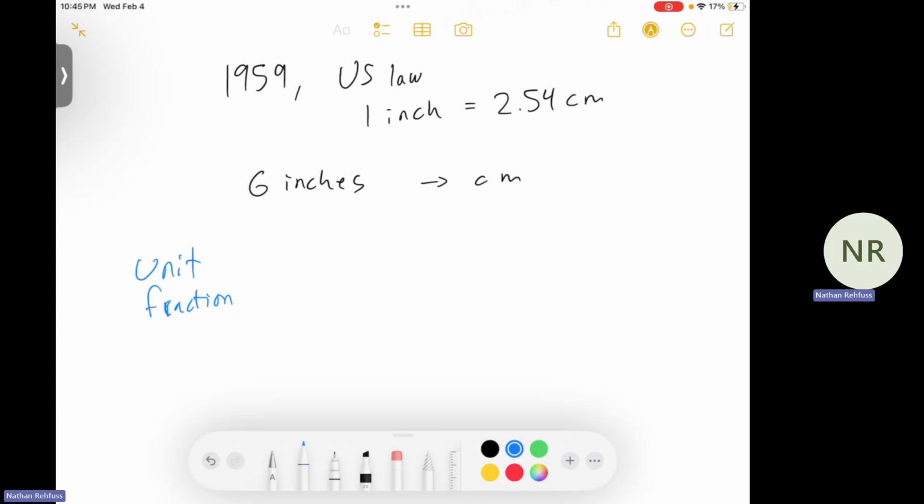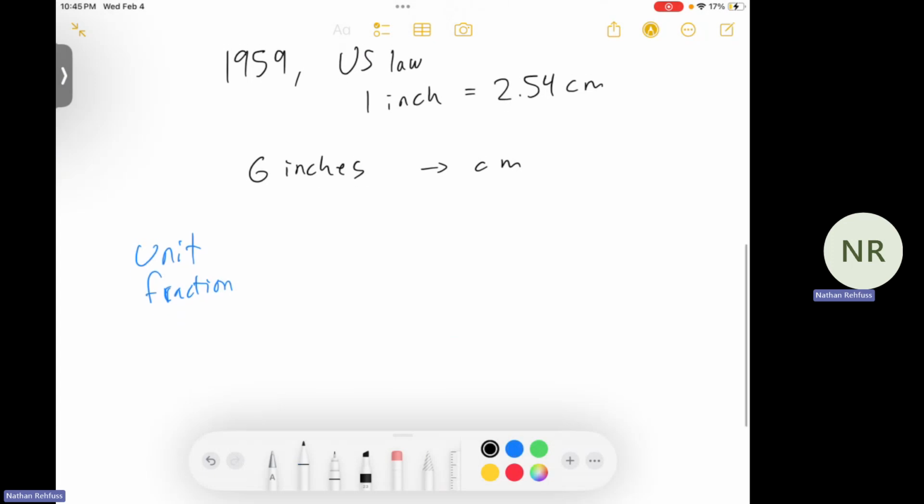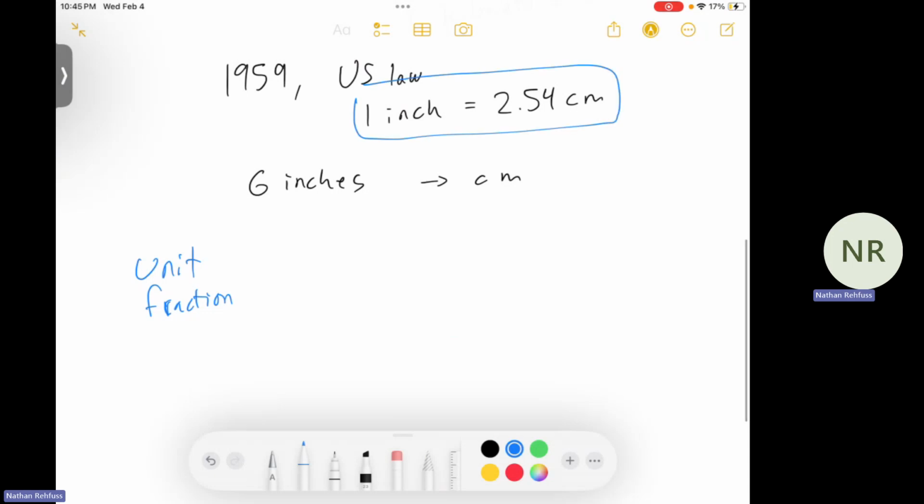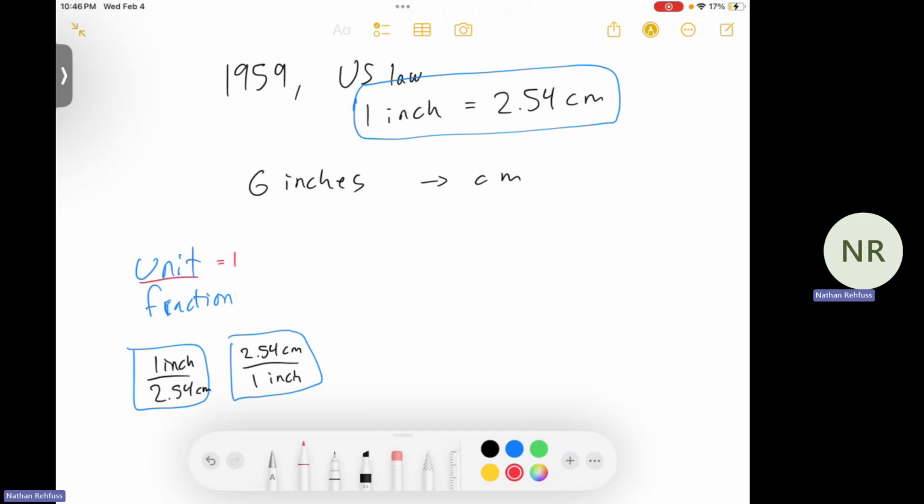Since I know that 1 inch is equal to 2.54 centimeters, I can draw a fraction with one of those values on top and the other value on bottom. So I could write it like this: 1 inch divided by 2.54 centimeters. Or I could write it like this: 2.54 centimeters divided by 1 inch. And both of these are called unit fractions. You know, they're for converting between different units of measurement, but here unit means equal to 1.